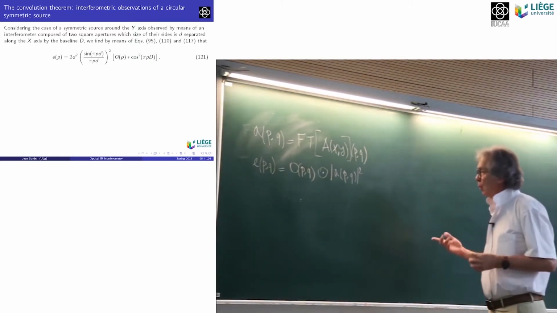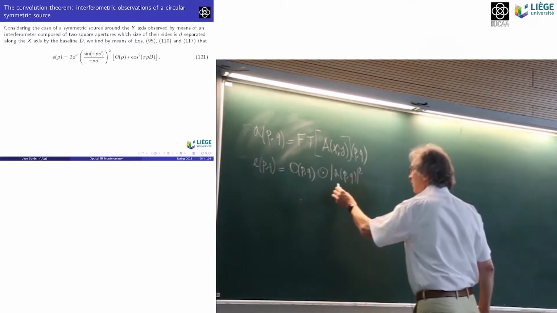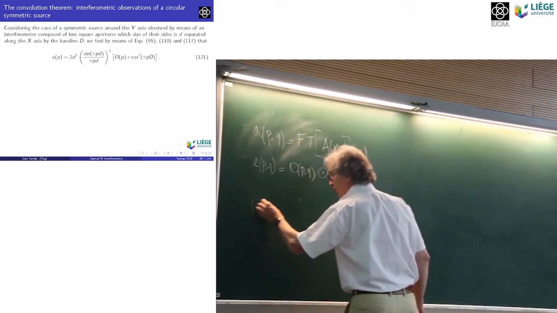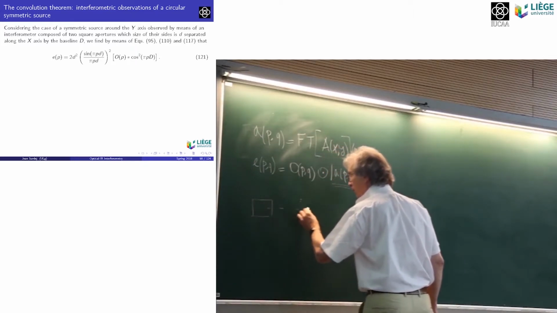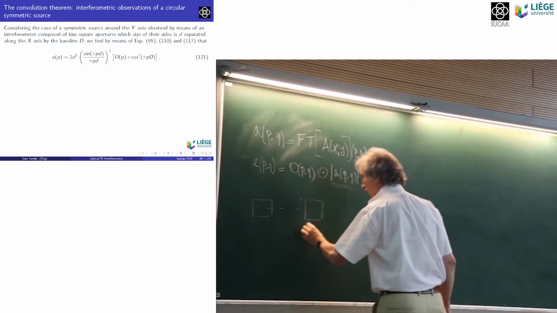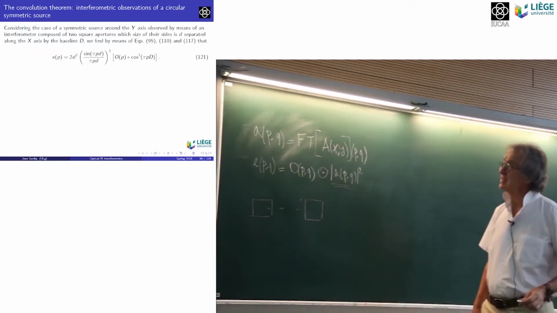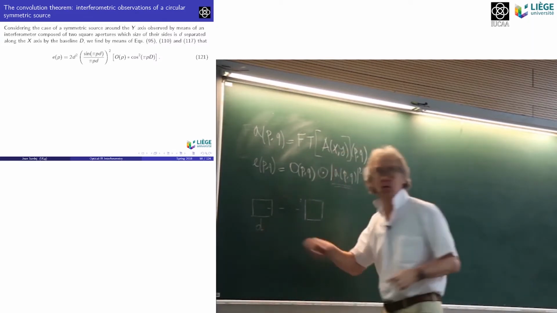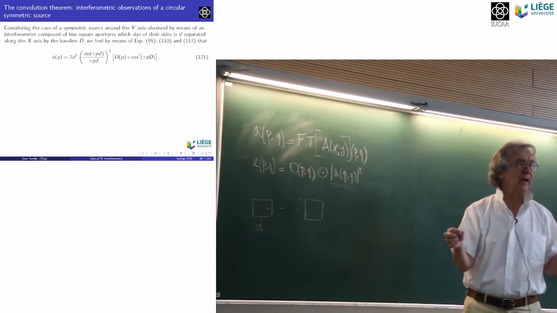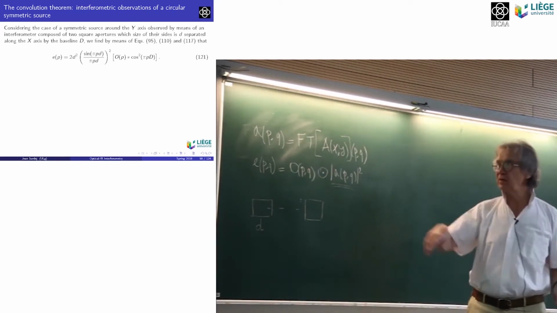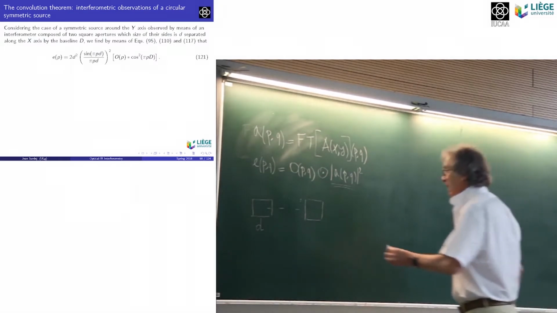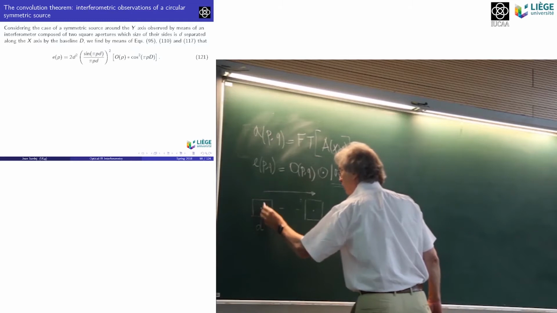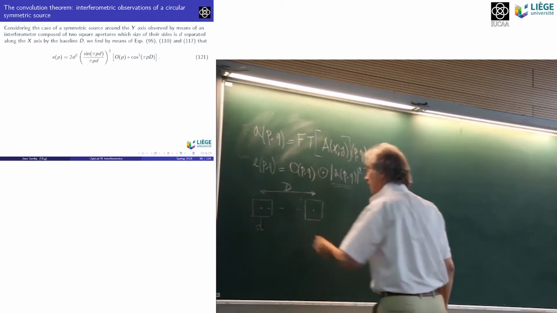Now we saw last time that if we consider an interferometer composed of two square apertures, I take a value of small d for the side of the square. Yesterday I took a, but it doesn't matter. And the distance between the two centers of the square apertures is big D.